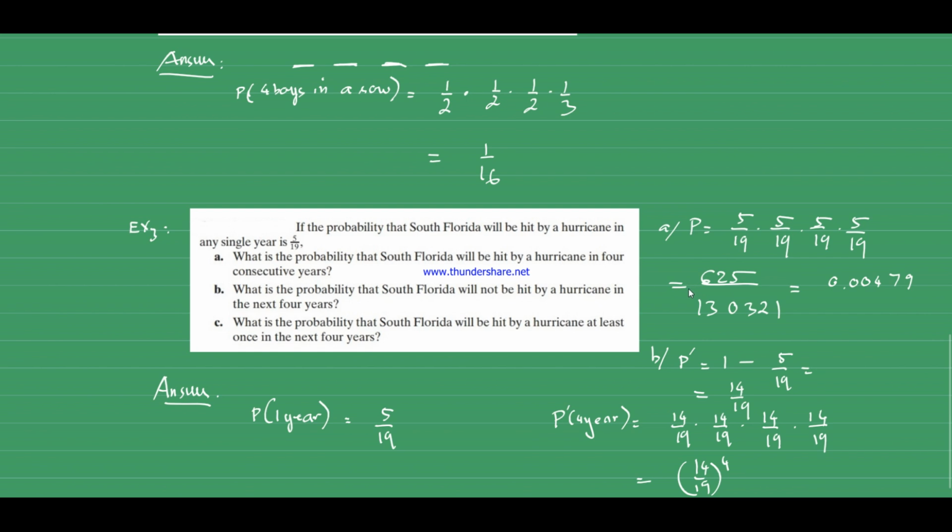Okay. And for part C, what is the probability that we'll be hit by a hurricane at least 1 time in the next 4 years? So we have the probability of not being hit in the next 4 years. Now we need at least 1. So part C, at least 1 in the next 4 years.